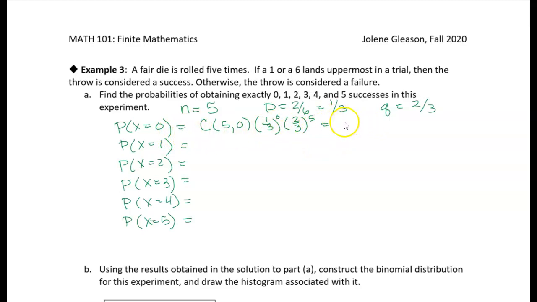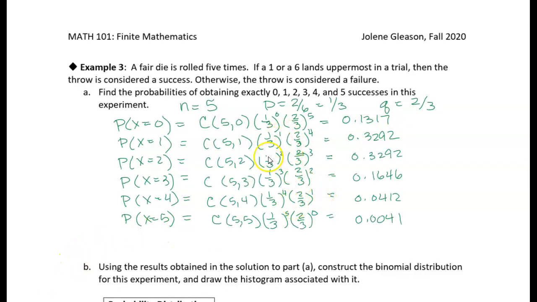Now if I put that in my calculator, I get 0.1317. So it's just a matter of repeating that again and again. The next one's going to be a combination of 5 things taken 1 at a time, and then 1/3 to the x power, which is 1, and 2/3 to the n minus x, so that's 2/3 to the 4th power. I put that in my calculator and I got 0.3292. I'm just going to keep doing that all the way down.